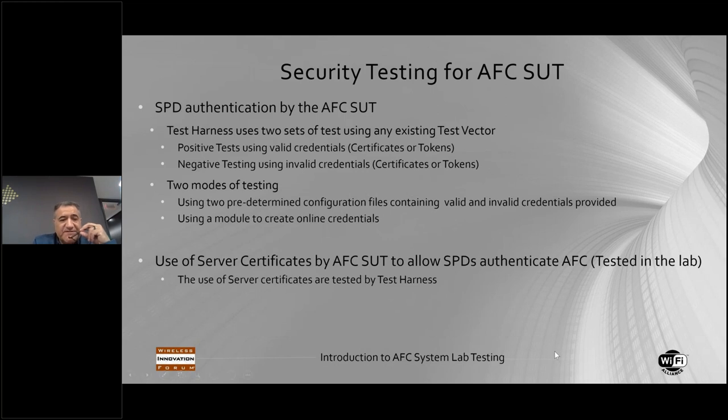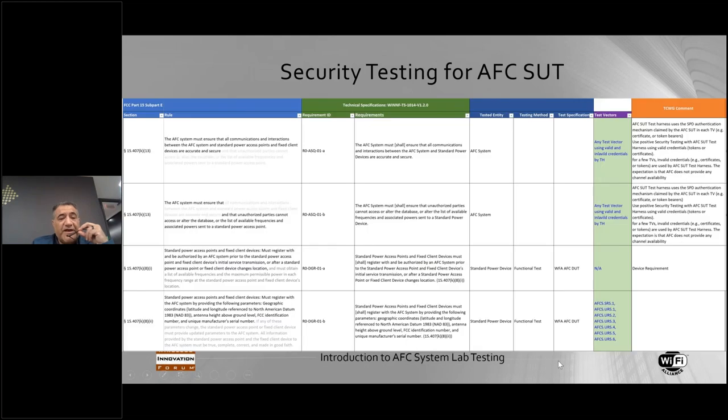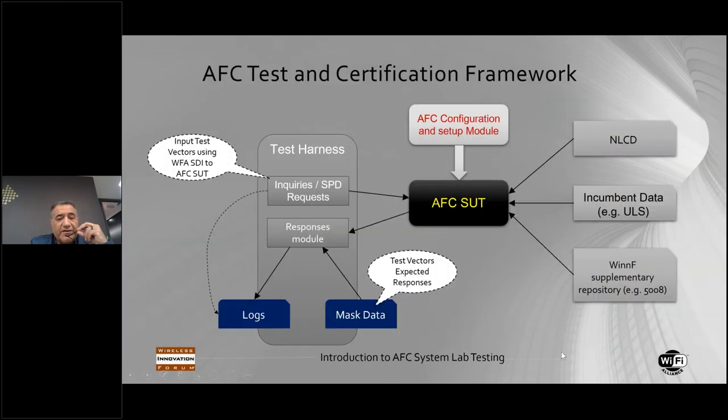Yes, as I said, for the SPD authentication, whether it is a bearer token or client certificates, we are going to have a positive and a negative test in the traceability matrix. It has been captured that we don't have specific test vectors for that. Rather, any of the existing test vectors can be used to perform positive tests using valid credentials and negative tests using invalid credentials. So we can have either predetermined configuration files containing these credentials, or an online operation. So I think this is my last page.